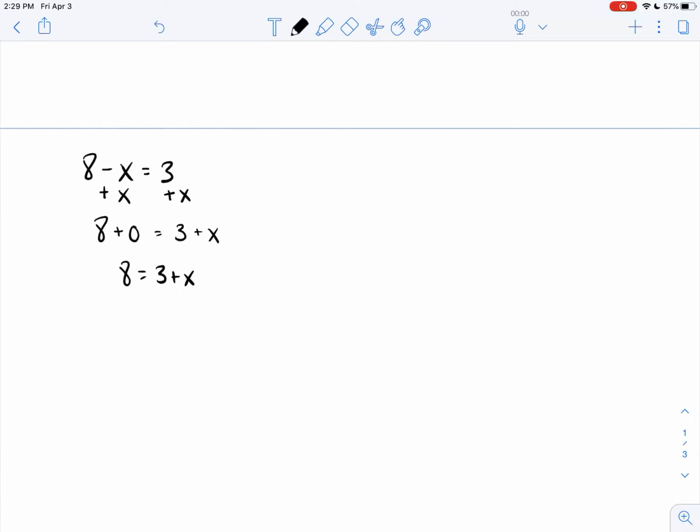which is 8 equals 3 plus x. And now we can move the 3 because we know that this is positive. So let's go ahead and move that 3. Subtract 3 from both sides, and it's going to give us 5 equals x.